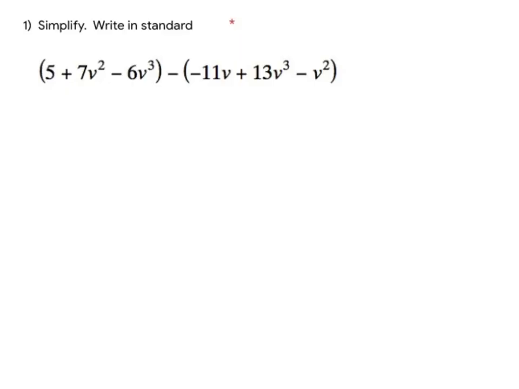Here it says simplify and write your answer in standard form. So in this case, notice that we are taking a polynomial and subtracting another polynomial. We are not multiplying these polynomials together. We're saying this thing minus this thing. And so when we see parentheses here, we need to realize that there's a coefficient of 1 out front of those parentheses if there is nothing else. So when we distribute that 1 into those parentheses, we would end up in the first case with the same thing, because 1 times anything is itself.